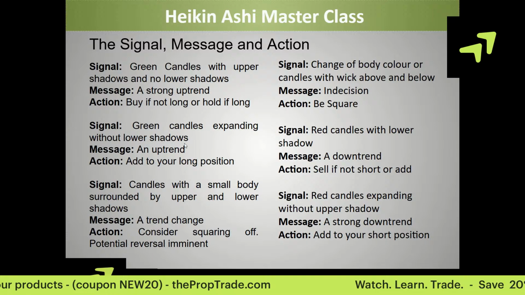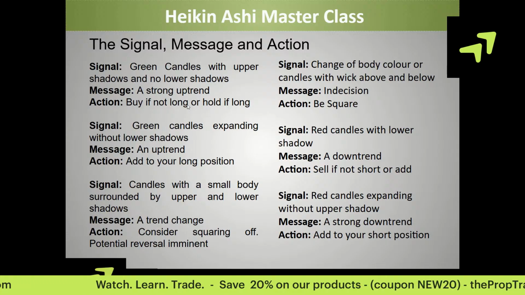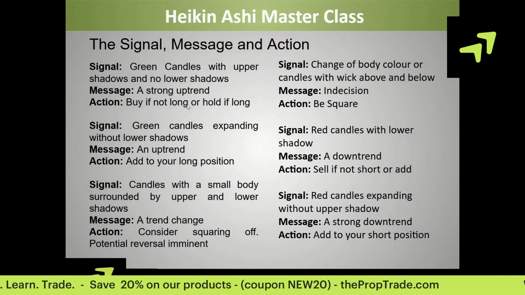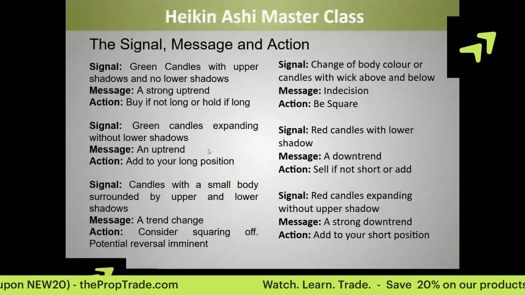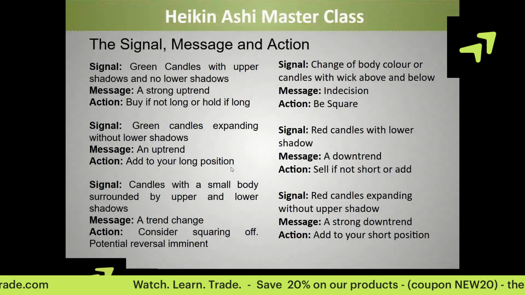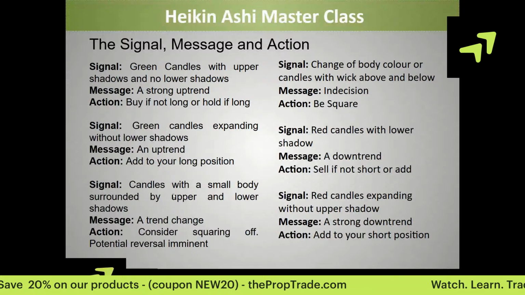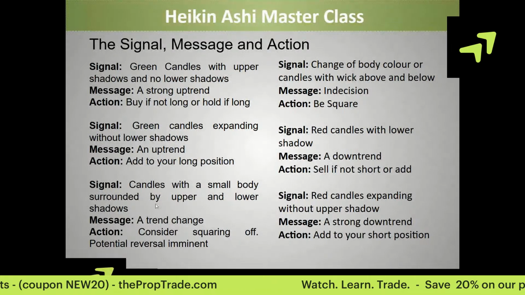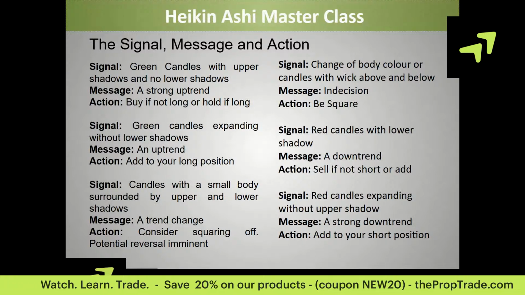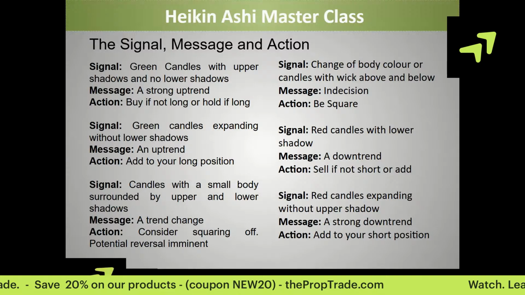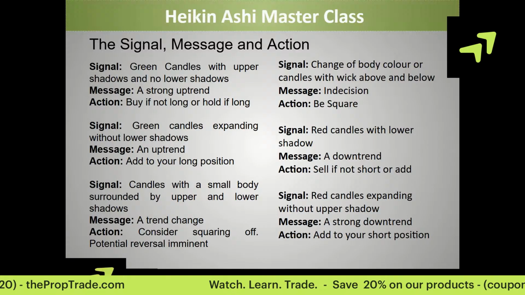So the message and the action. If you've got green candles with no lower shadows, it's a strong trend. Buy if you're not already in it. Green candles expanding with lower shadows, it's an uptrend. You might want to add to your long position. But if you've got wicks at the bottom, perhaps you might not want to. Just wait till there are clear signals. Small body, upper and lower shadows and wicks: probably there may be some trend change coming if indeed the trend has been established. So you might want to close some of your positions, square off, and are we going to reverse, like we suddenly flip from green to red or black to white?